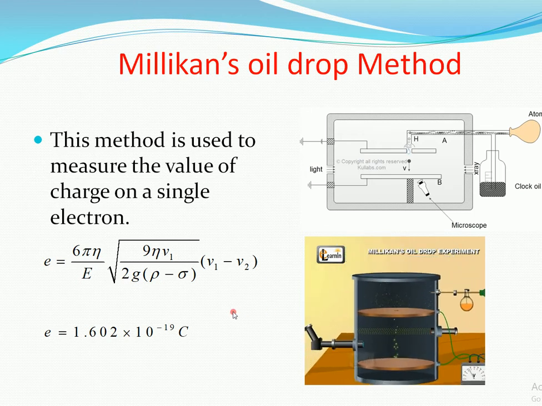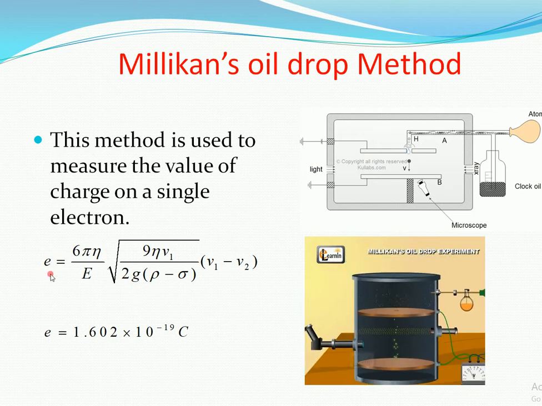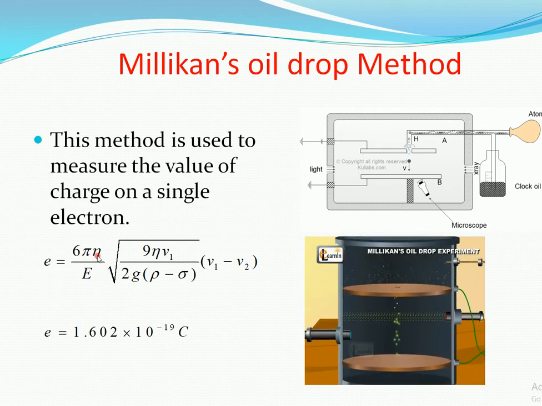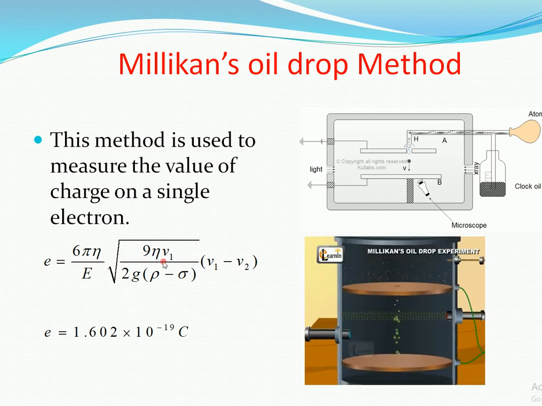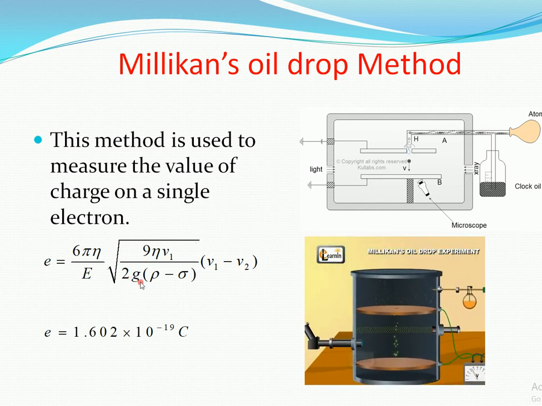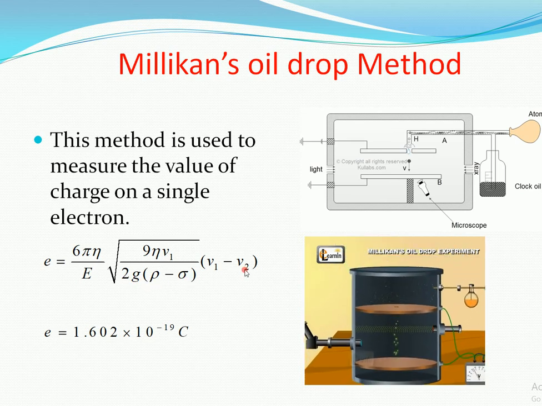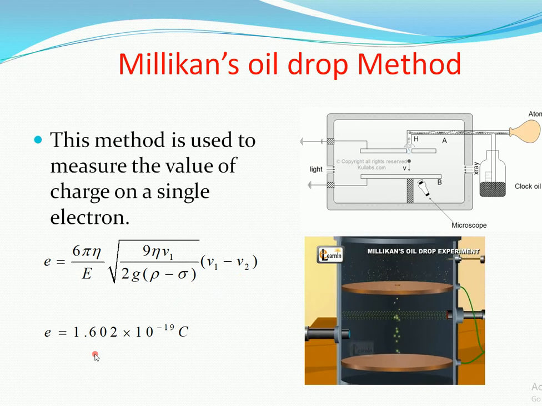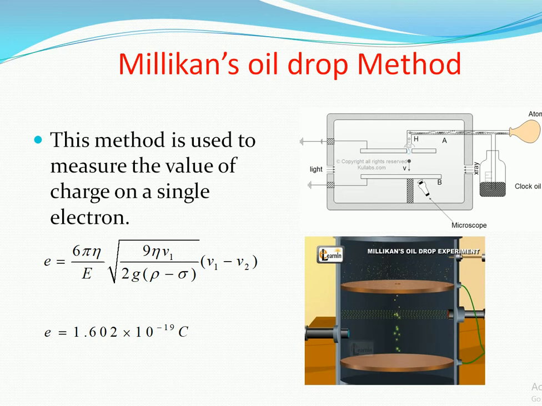From this experiment, the charge on a single electron is calculated by using the formula e is equal to 6 pi eta by capital E into under root of 9 eta into V1 divided by 2g into rho minus sigma, into V1 minus V2. And the charge of the electron is 1.602 into 10 raised to minus 19 coulomb.